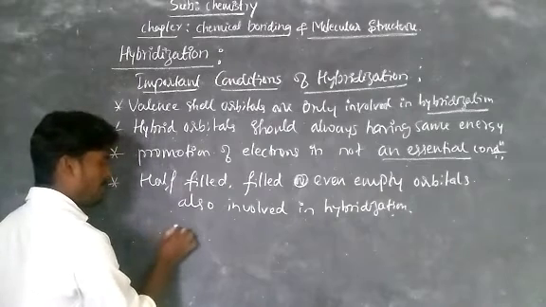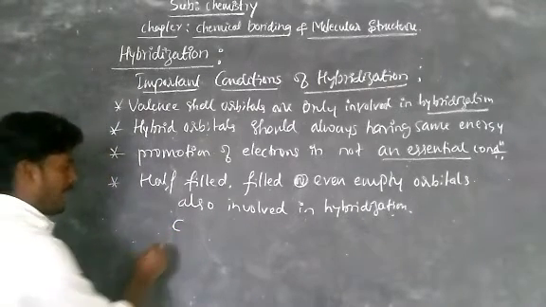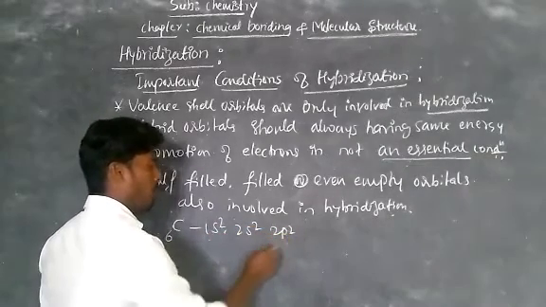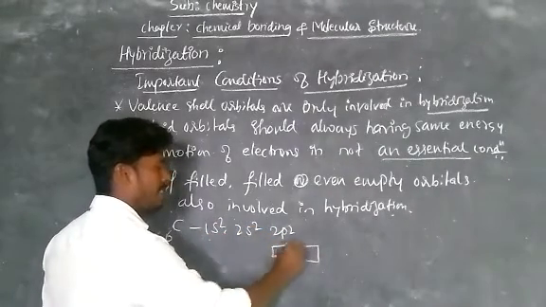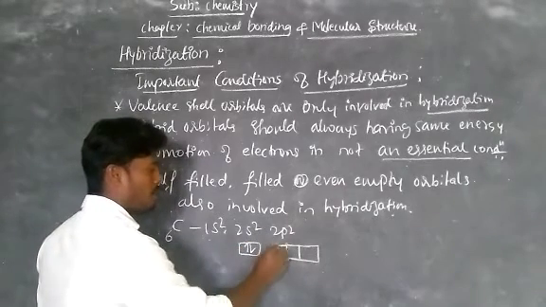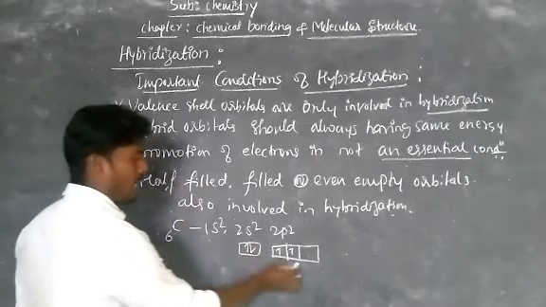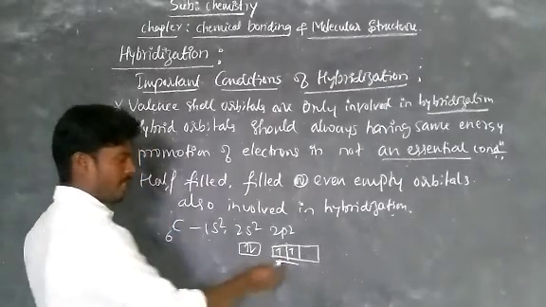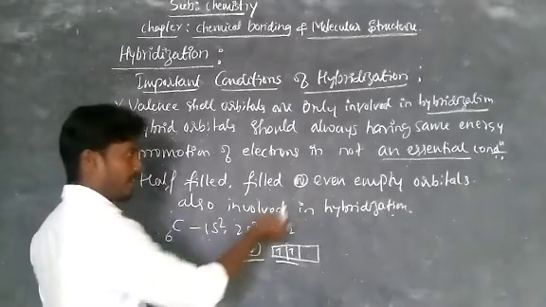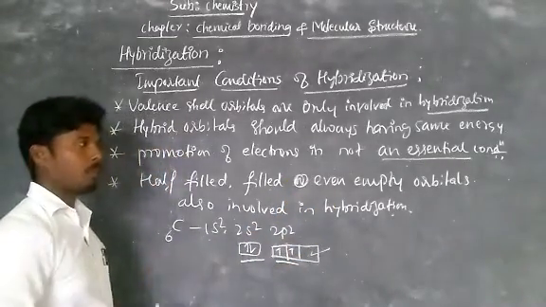Half filled orbitals means, take carbon, atomic number 6: 1s2, 2s2 and 2p2. Here observe, in p there are 3 orbitals and in s 1 orbital. Here there are 2 electrons. Here 1, 1, and this is empty. These are half filled, with 1 electron each. Then this is filled. And this is an empty orbital. All these 3 are involved in the hybridization.